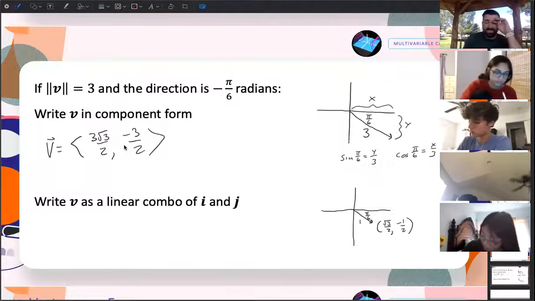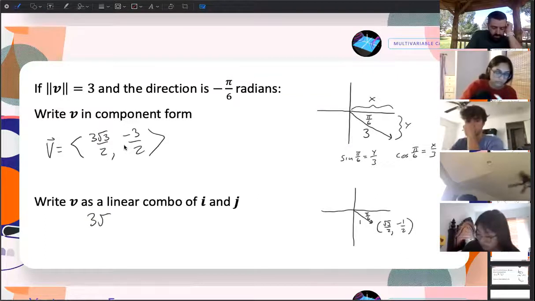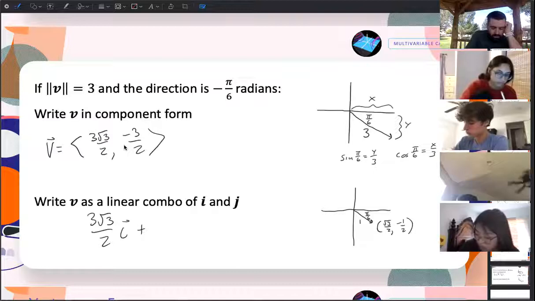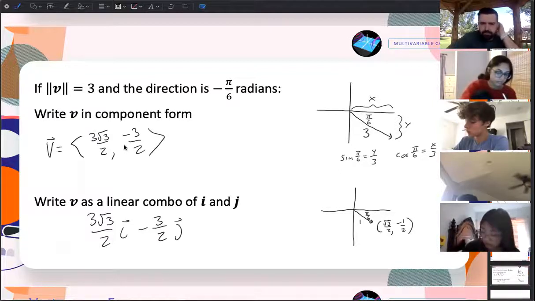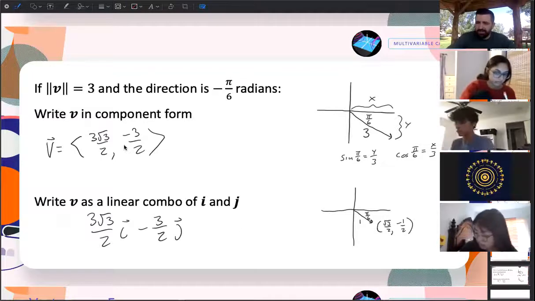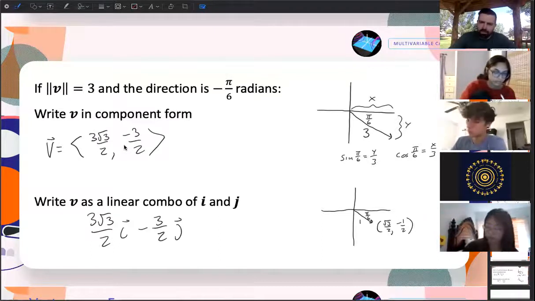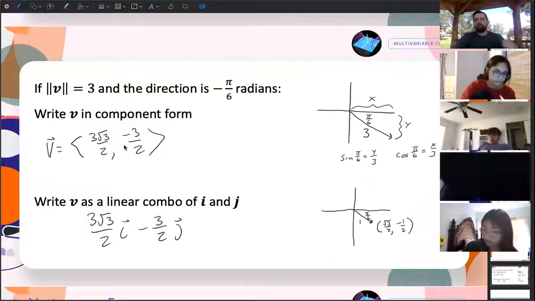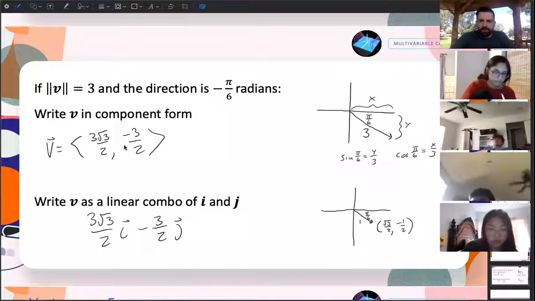If we wanted it in its standard vector form, 3 root 3 over 2 i minus 3 over 2 j. And again, unless it specifies, I don't care which form you generally use, you can choose that yourself. But you want to make sure you understand, this is all based on trig. So you can use simple trigonometry to get what's missing if you have parts of the vector but not other parts and you need it. Usually Pythagorean theorem and other trig will get you there.